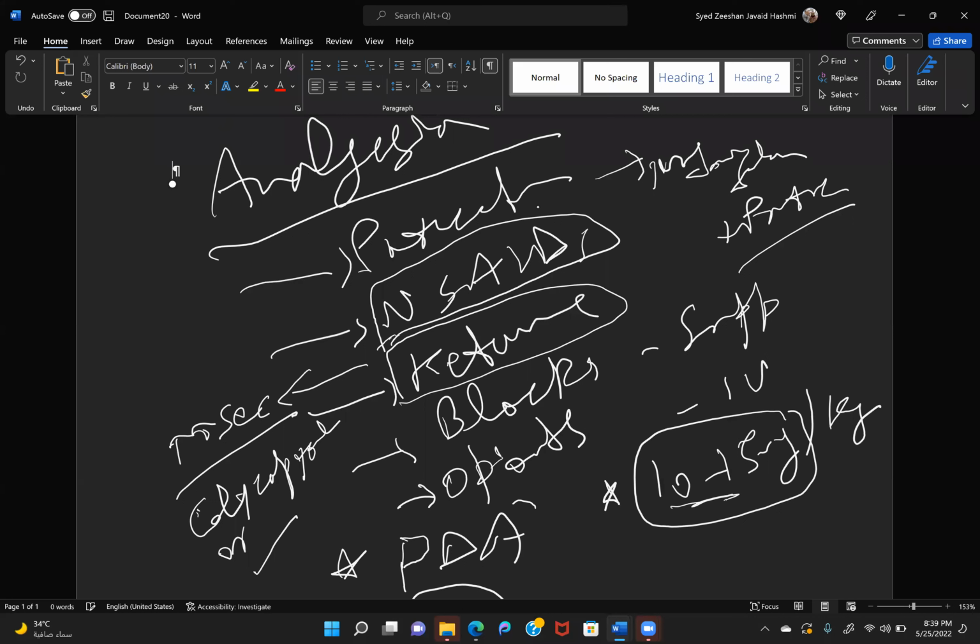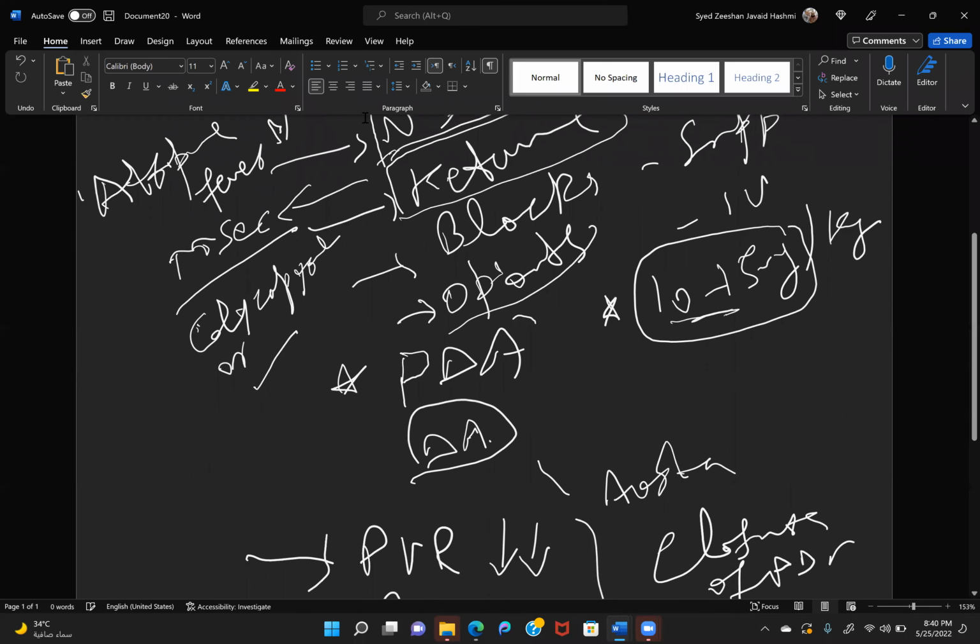Atropine is not a good choice because atropine passes through the blood-brain barrier and is one of the big factors for postoperative delirium. And because it blocks secretions, it can theoretically cause atropine fever. So it's not a very good choice. You can give glycopyrrolate.